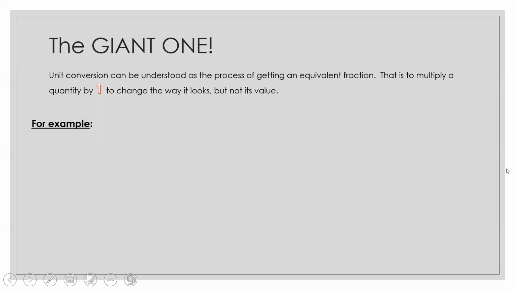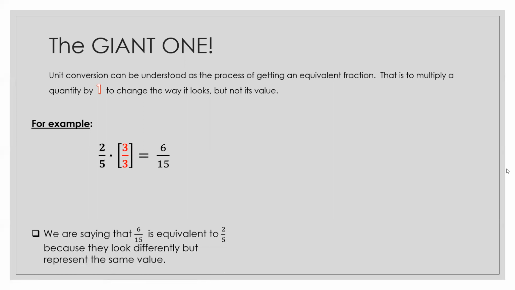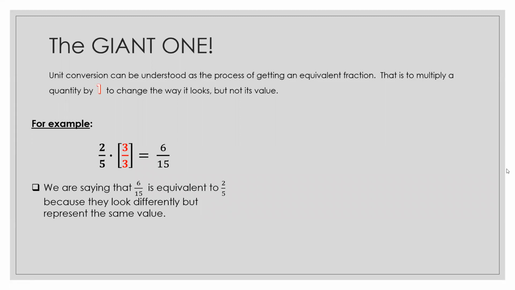Okay, so unit conversion can be understood as the process of getting an equivalent fraction. That's something that you learned from grade school, right? It means to multiply a quantity by 1 to change the way it looks, but not its value. For example, 2/5, if you multiply that by 1, and the 1 in this case being 3/3, that's your 1, right? 3 divided by 3 is 1. And when you multiply fractions, multiply straight across, so it's 6/15.